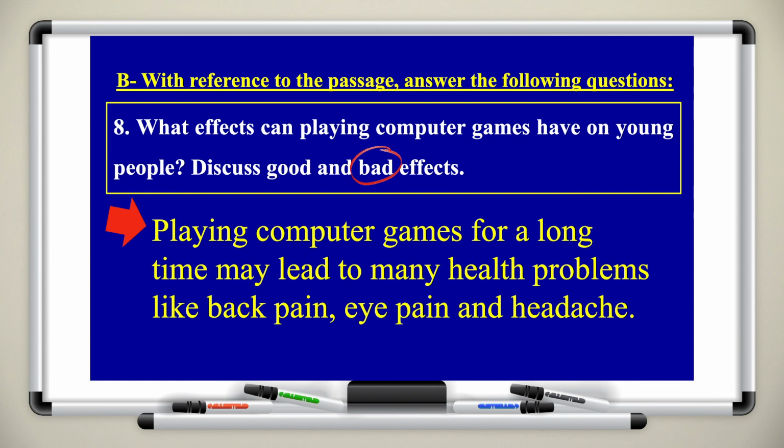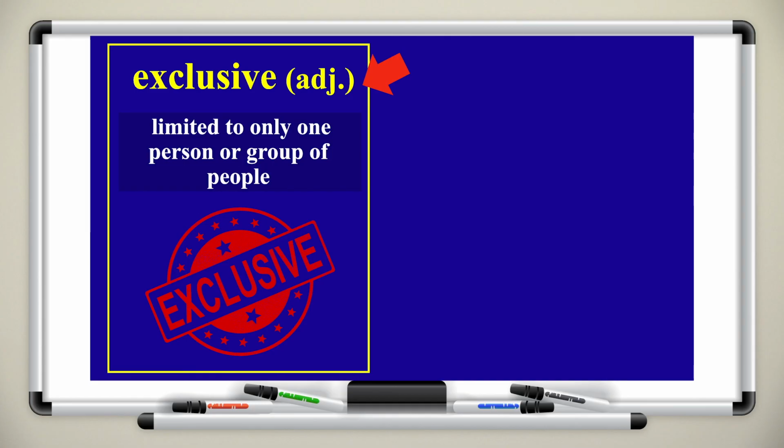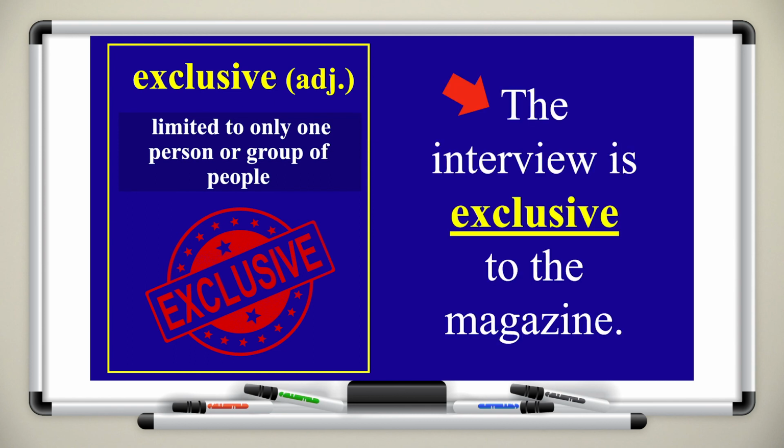Playing computer games for a long time may lead to many health problems like back pain, eye pain, and headaches. They also spur violence, and these games can also make children idle and out of shape. Now, once we're done with the multiple choice questions and the productive questions for the reading comprehension, we have two more vocabulary items. The first one is exclusive, which is an adjective. It means limited to only one person or group of people. For example, the interview is exclusive to the magazine. That means that it's only limited to this specific magazine.